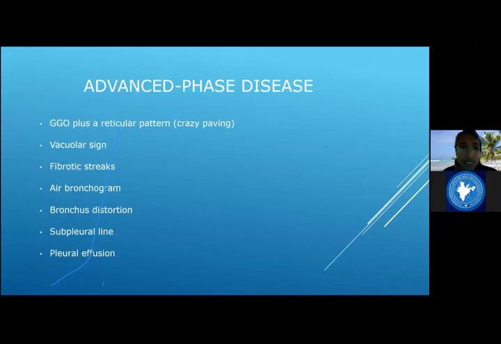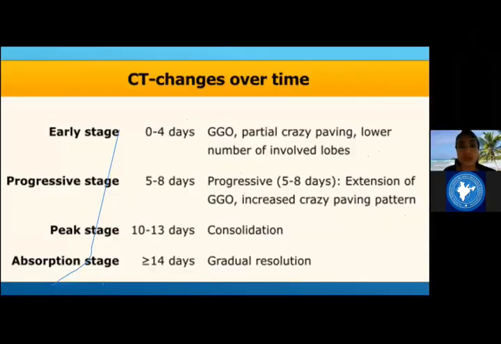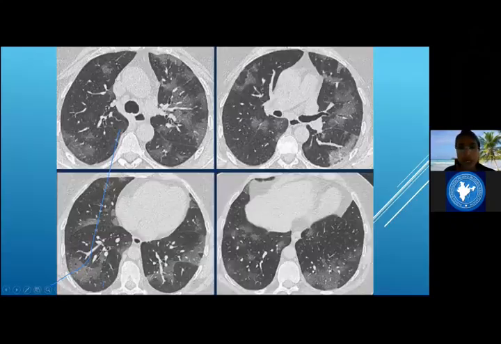In advanced phase disease, as I already told, we start seeing crazy paving, vacuolar sign, fibrotic streaks, air bronchogram, bronchus distortion, subpleural line, and pleural effusion. So this says that it is actually progressing into a fibrotic stage. So this we already discussed. Now coming to some serial X-rays of the same patient.